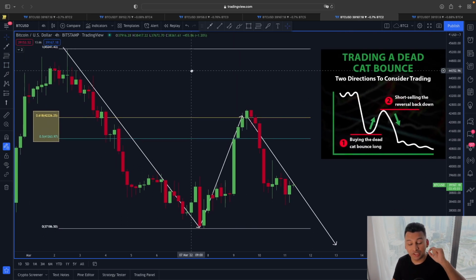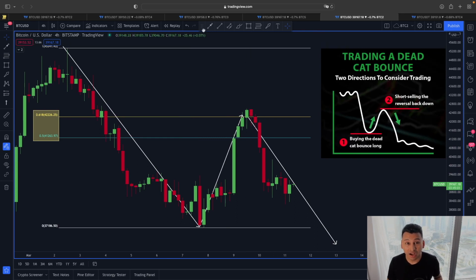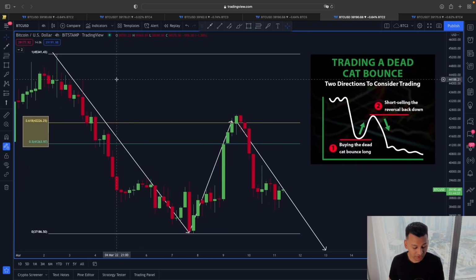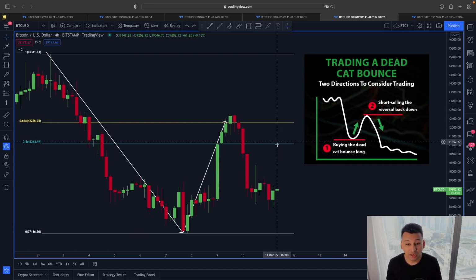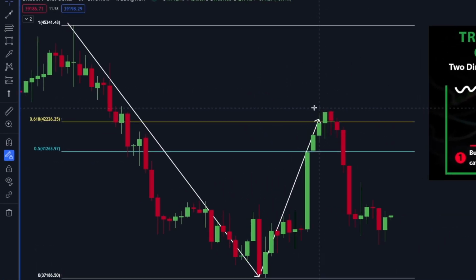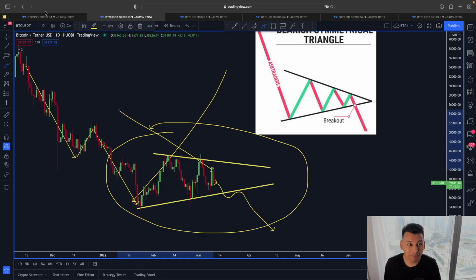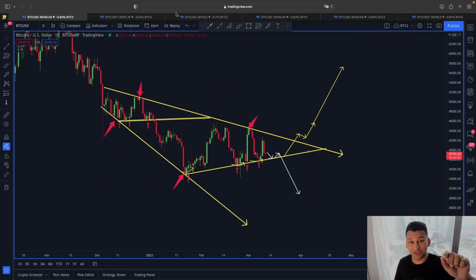So what am I trying to show you here? If we are going to see a weekend pump, which usually happens, right, whales like to manipulate during the weekend, if this is going to be playing out, then the 0.5 to 0.618 Fibonacci line is going to be our potential upward price target for this weekend, which is going to be around this 41,000 to 42,000 area. But as I've already said, you do not trust the weekend pump.